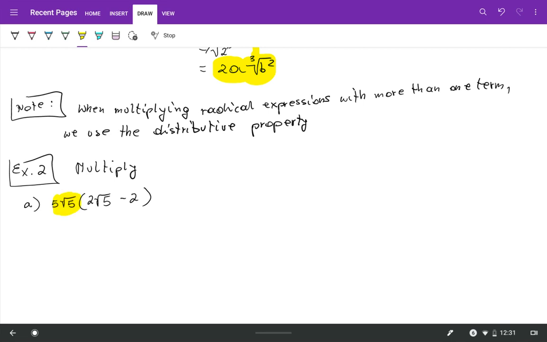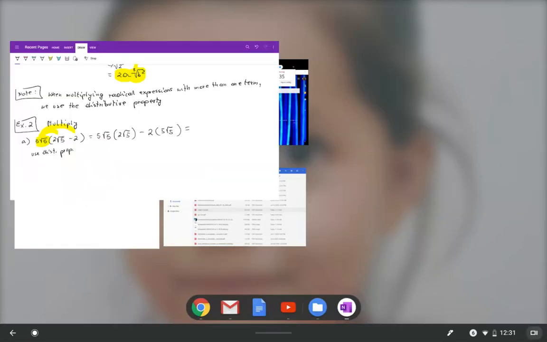We need to multiply each expression in the parentheses by 5 square roots of 5. So distributive property: 5 square roots of 5 times 2 square roots of 5, minus 2 times 5 square roots of 5. Okay, so let's simplify that now.